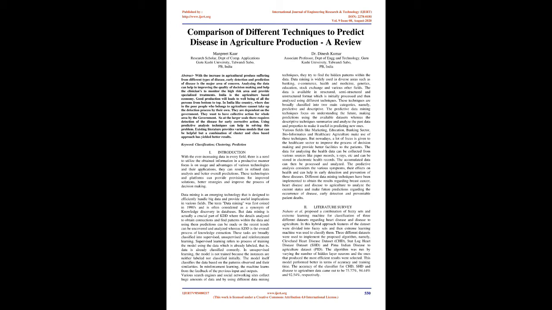But nowadays, a lot of focus is given to the healthcare sector to improve the process of decision-making and provide better facilities to the patients. The data for analyzing the health data can be collected from various sources like paper records, X-rays, etc., and can be stored in electronic health records. The accumulated data can then be processed and analyzed.